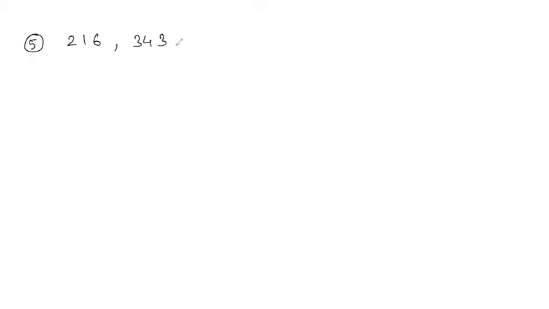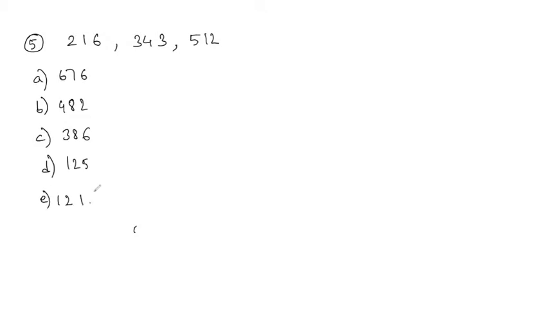Two 116, 343 and 512. Option A 676, option B 482, option C 386, option D 125, option E 121. This question is very simple, very direct. When you look at the numbers you should be able to remember what it is.